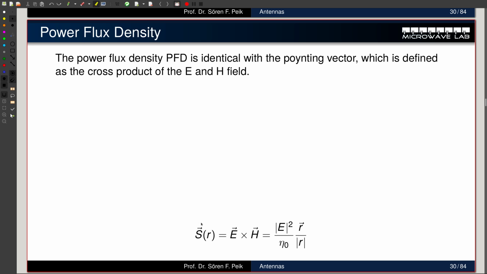As I mentioned before, the power flux density is identical with the Poynting vector I defined before. My Poynting vector S is E cross product H, and this again is nothing else but E square over eta naught, and has a certain direction.